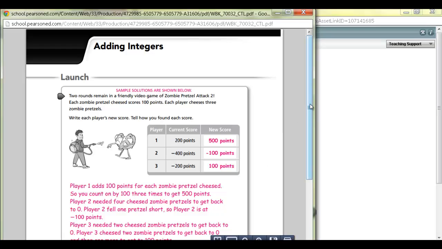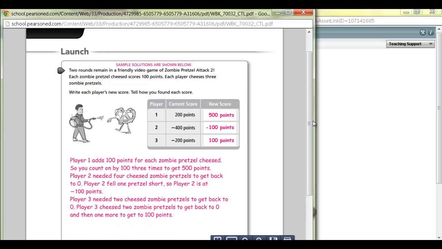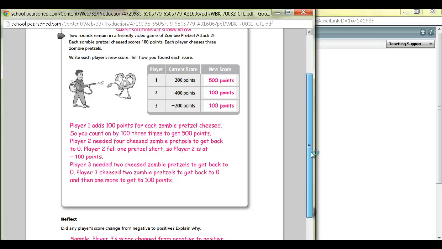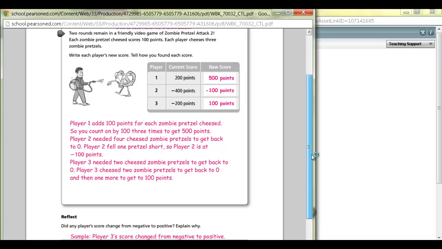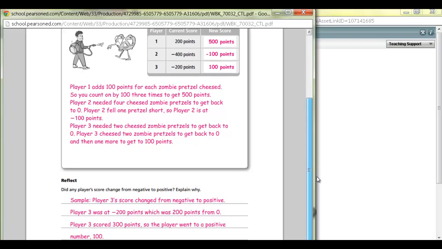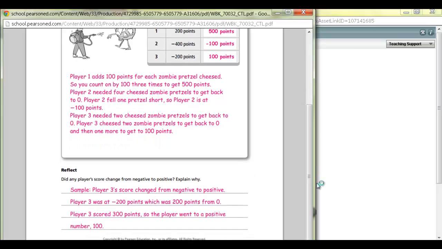Okay, thank you for coming back. You've noticed I have pulled up the solutions for the Adding Integers launch, and hopefully you're comparing the numbers and you have the same numbers. Player 1's new score was 500 points, Player 2's new score was negative 100 points, and Player 3 is now 100 points. So as you look at that, compare your answer to theirs. How did you calculate? And then, did we in fact have a player that went from negative to positive? We sure did. Player number 3 went from a negative 200 points to 100 points.